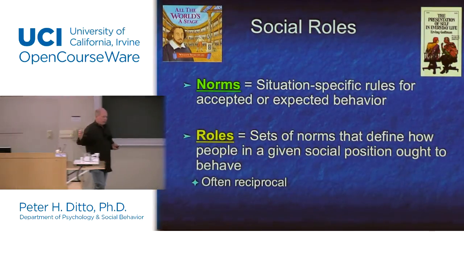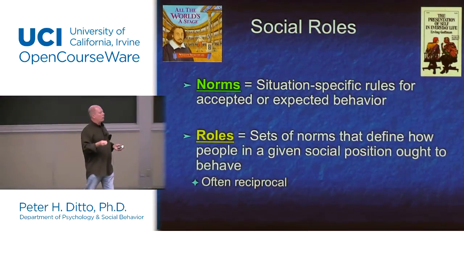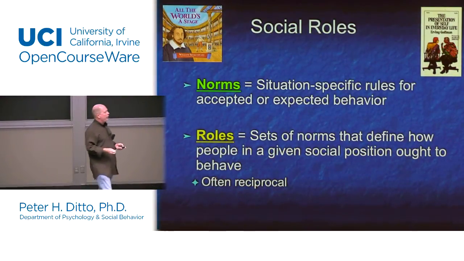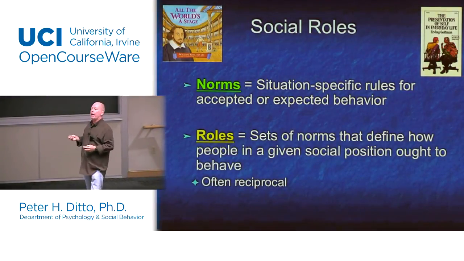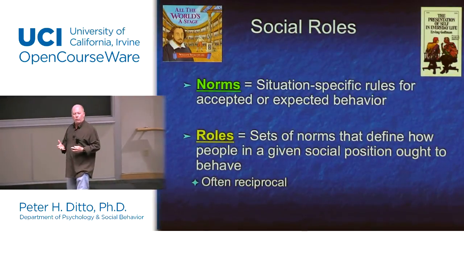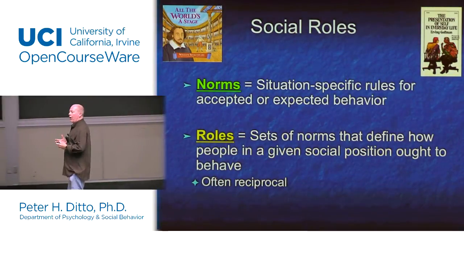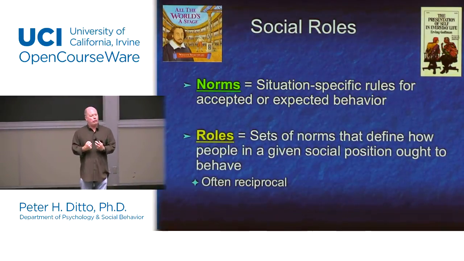So scientists use the term role just like the term role is used in acting, and it's often called the dramaturgical approach, and many people have made that analogy, right? All the world's a stage. People take on roles, and roles are sets of norms that define how you behave if you're in a certain social position.